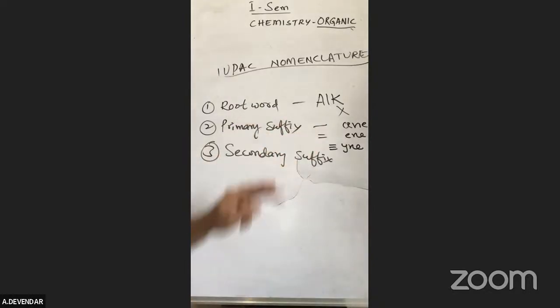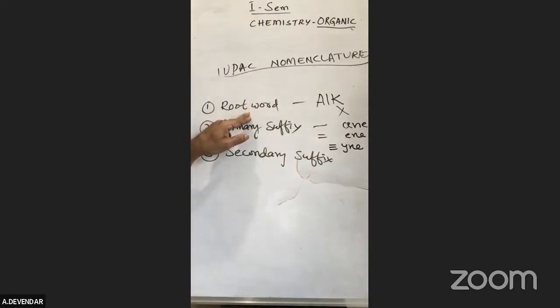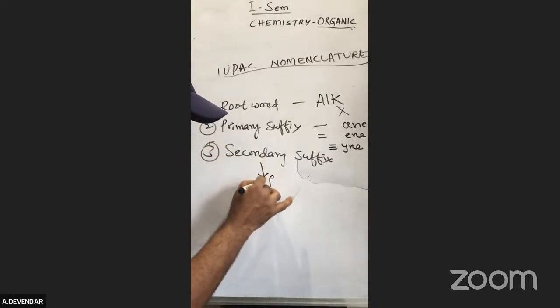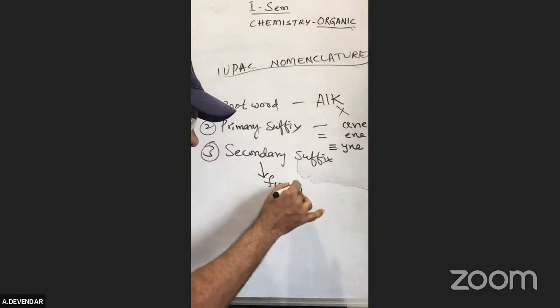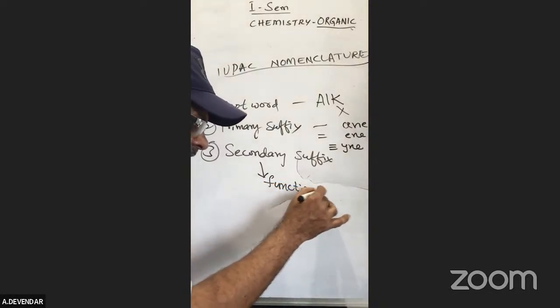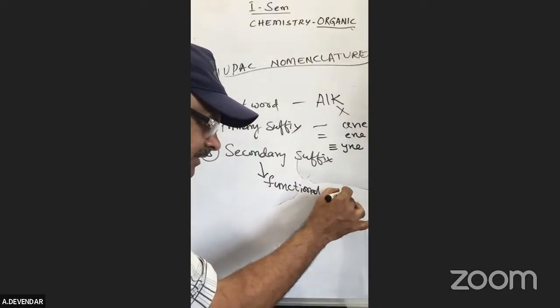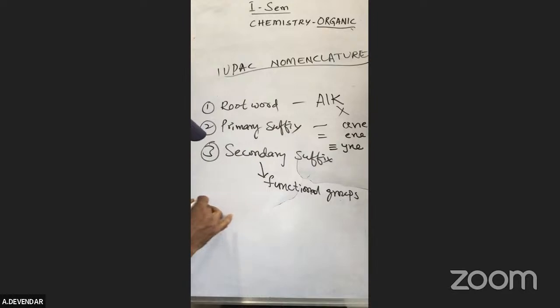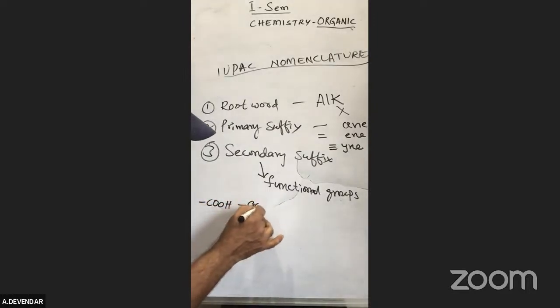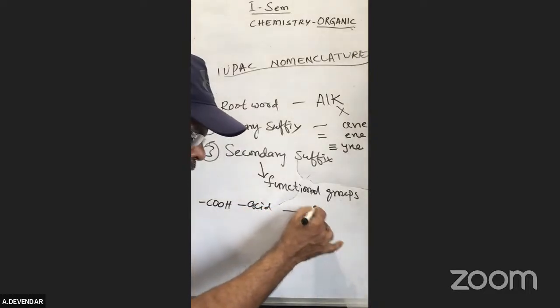Now, the root word is over; it gives the number of carbon atoms. Primary suffix means whether it is saturated or unsaturated, single bond, double bond or triple bond. Secondary suffix: what functional group is present? Just now we classified the functional groups. What functional group is present in the main chain? Whether it is an acid, that is a carboxylic acid. This is an acid. You can write it as oic acid.